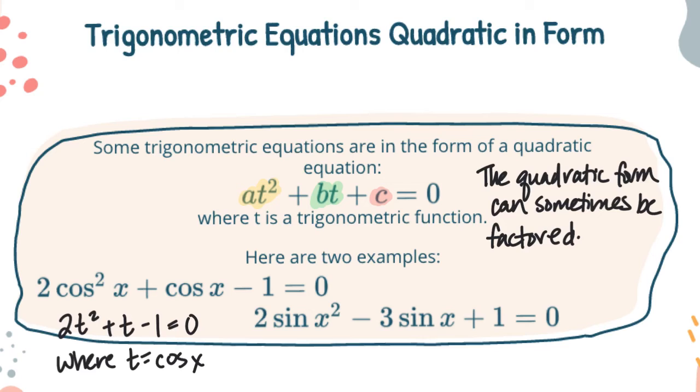Also look at this second quadratic trigonometric form. 2 sine squared x minus 3 sine x plus 1. That form would be 2t squared minus 3t plus 1 equals 0, where t equals sine x.